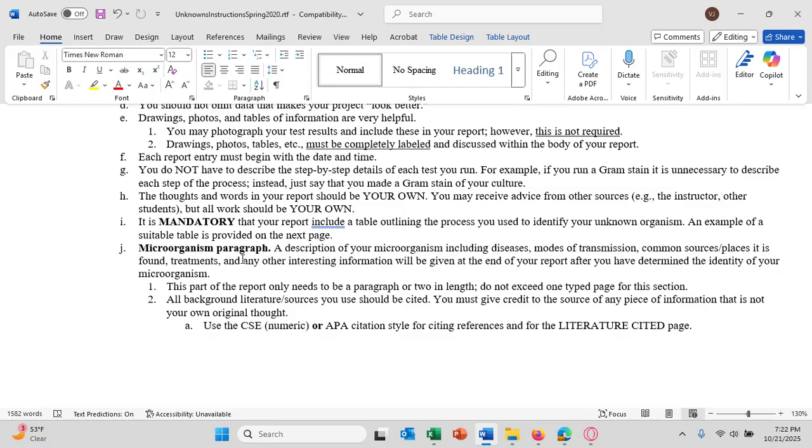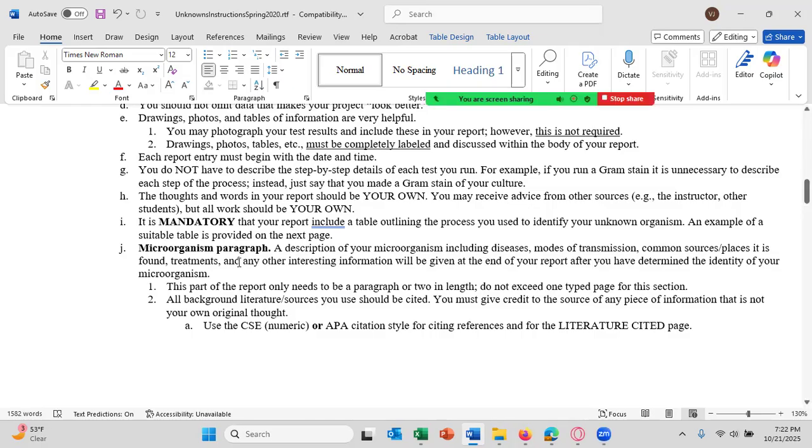And if you have any in-text citations, those should be in the full references also. You can use whatever format style you want. The microorganism paragraph only needs to be a paragraph or two in length. Do not exceed a half a page for, well, it looks like I said one type page for this section.